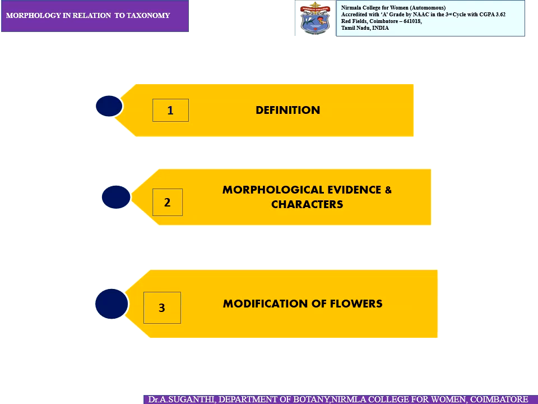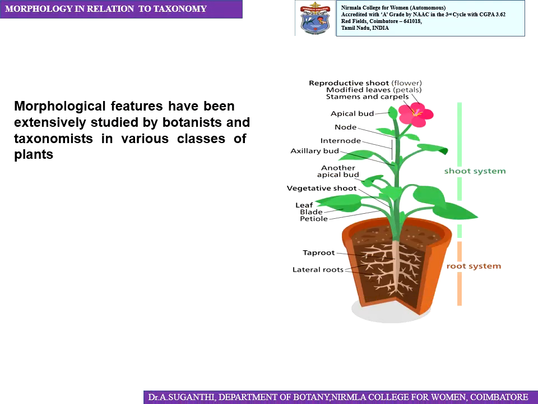Morphology in relation to taxonomy includes definition, morphological evidence and characters, and modification of flowers. Definition: morphological features have been extensively studied by botanists and taxonomists in various classes of plants. It is the most widely used tool in the classification of higher plants from a very long time. According to the modern concept, it is not correct. Practically, all the herbarium systems of classification and botanical manuals are based on comparative morphology and anatomy.